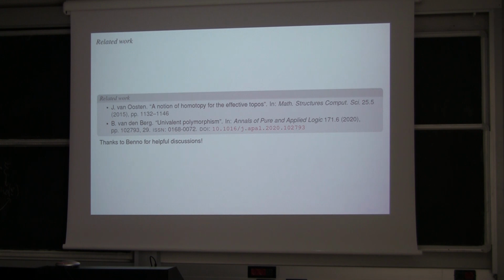I just want to mention there are two related papers. There's this paper by Yard, the notion of homotopy for the effective topos, spoken about for the first time in 2012 or something, which was inspirational for what I was telling you about. And there's this notion by Benno, where homotopy is a description of the effective topos of the homotopy category. And where's Benno?